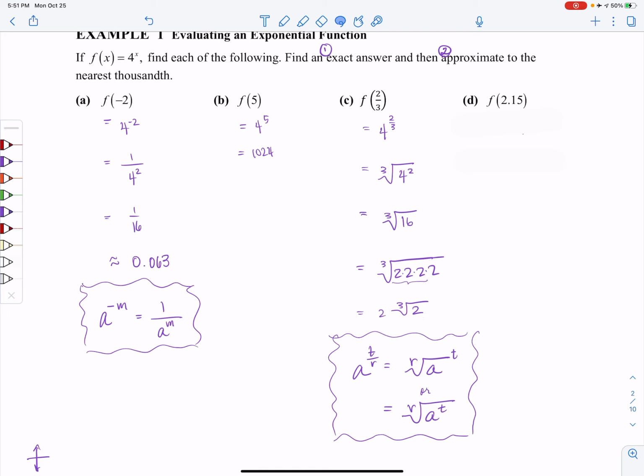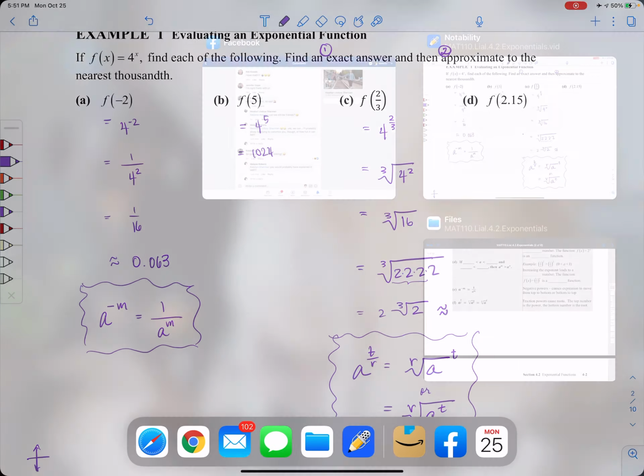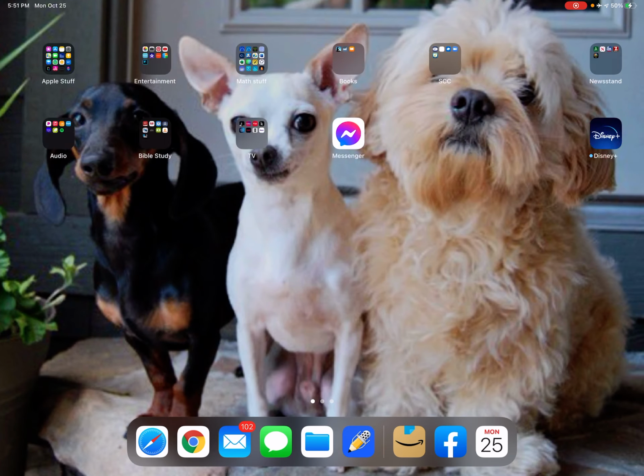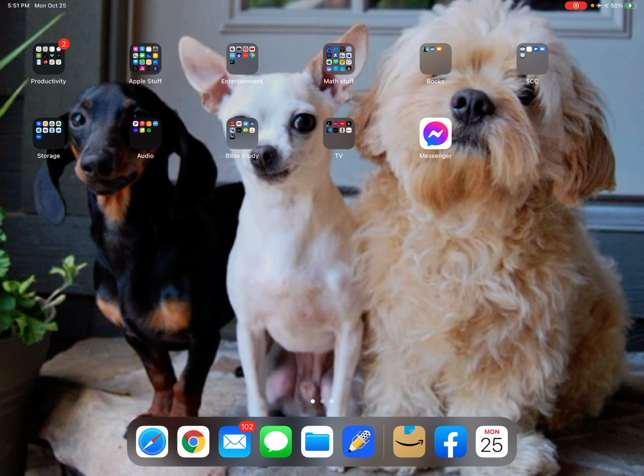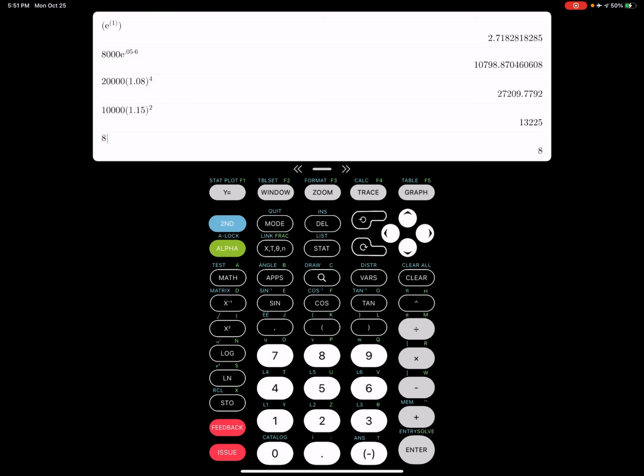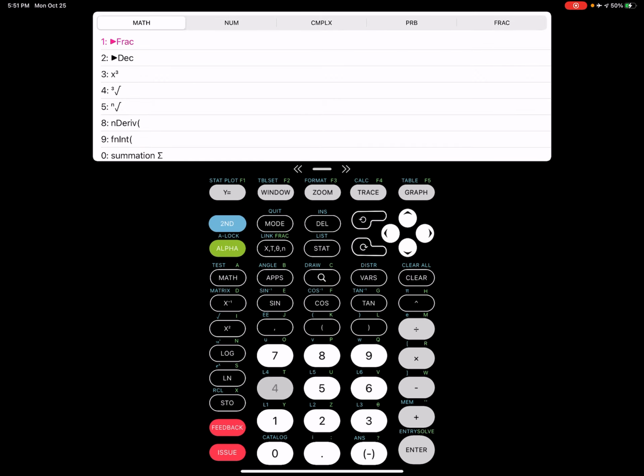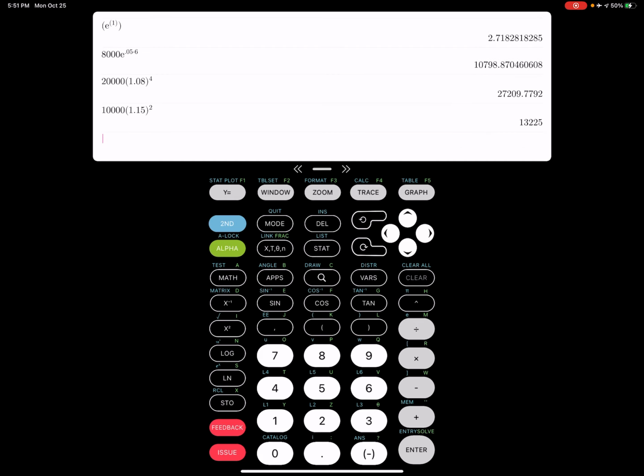Now, I was asked for an approximation of this, and unfortunately, I did not write that down. I apologize. Let me see here if I can switch over really quickly to my calculator. So if we do the cubed root, so we'll go to the math function, option number 4, the cubed root, let's try that again, of 16, and that's going to equal 2.5198, but we were told to round to the nearest thousandth, so that'll be 2.520.